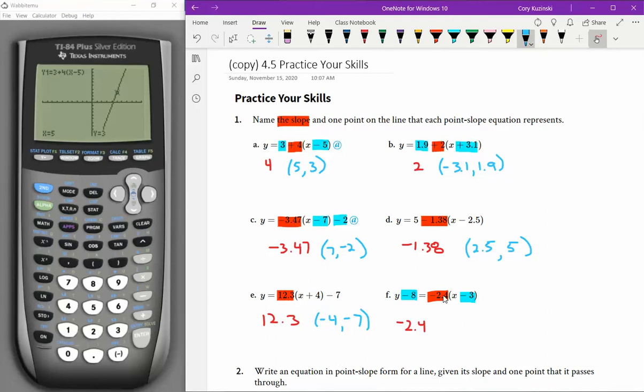It's really always opposites. But on this one, the negative 5 has been added to both sides and became a positive 5. So this one would be 3 and 8, because another way to write this equation would be y equals negative 2.4 times x minus 3 plus 8. So there's that positive 8.